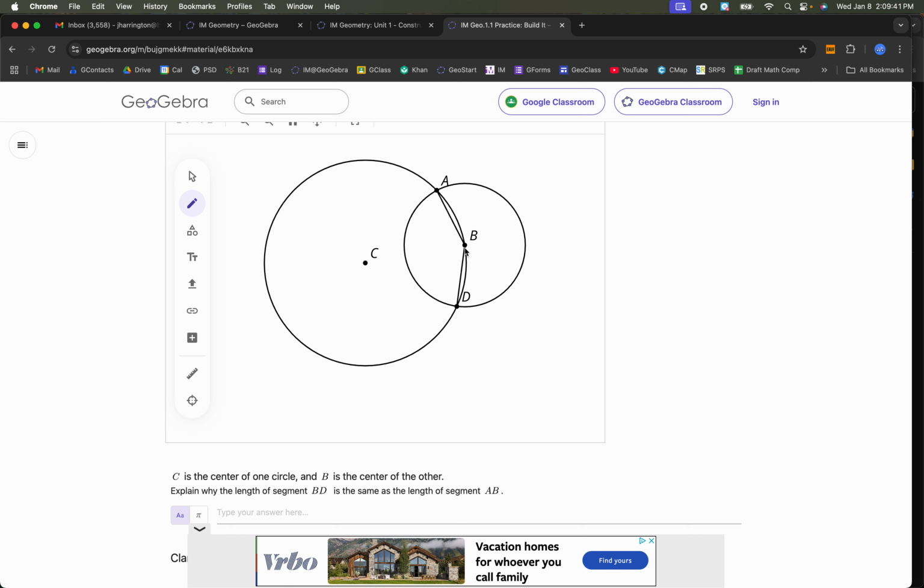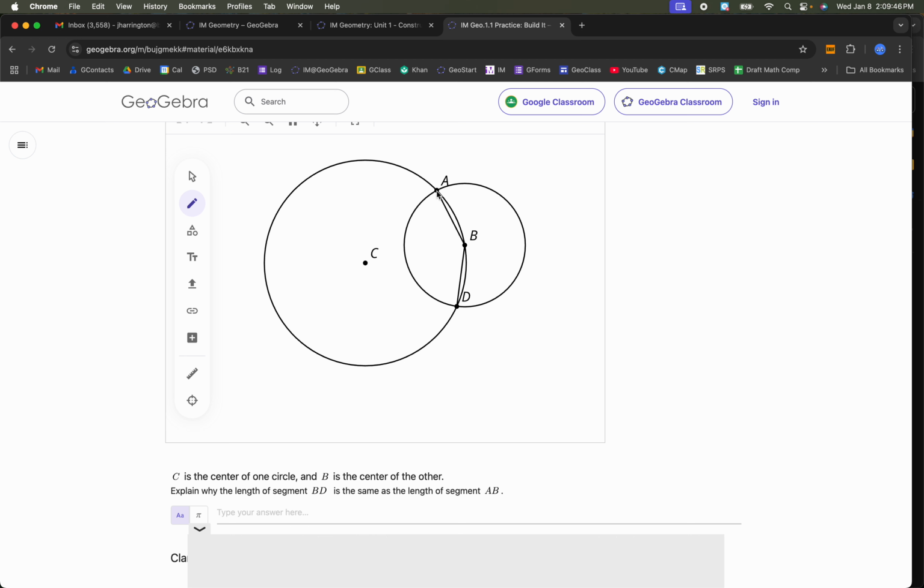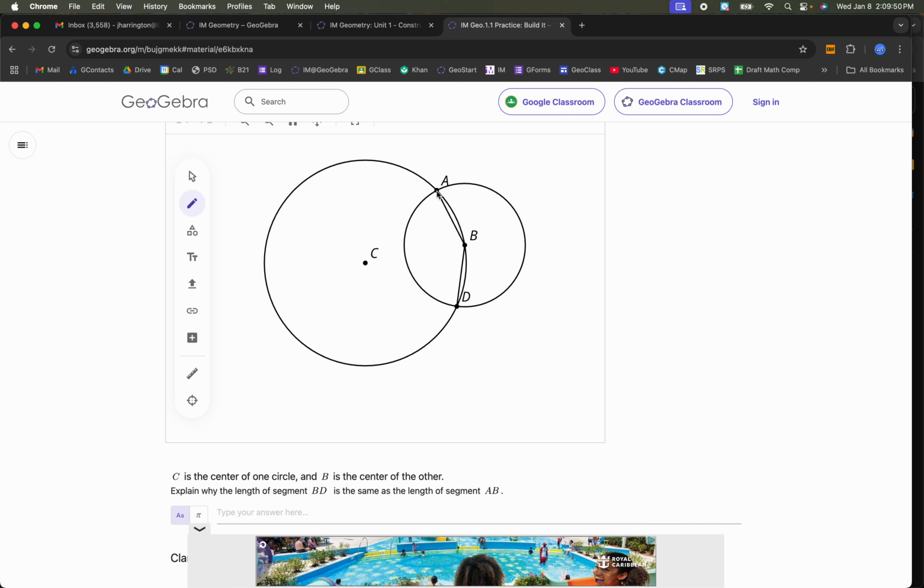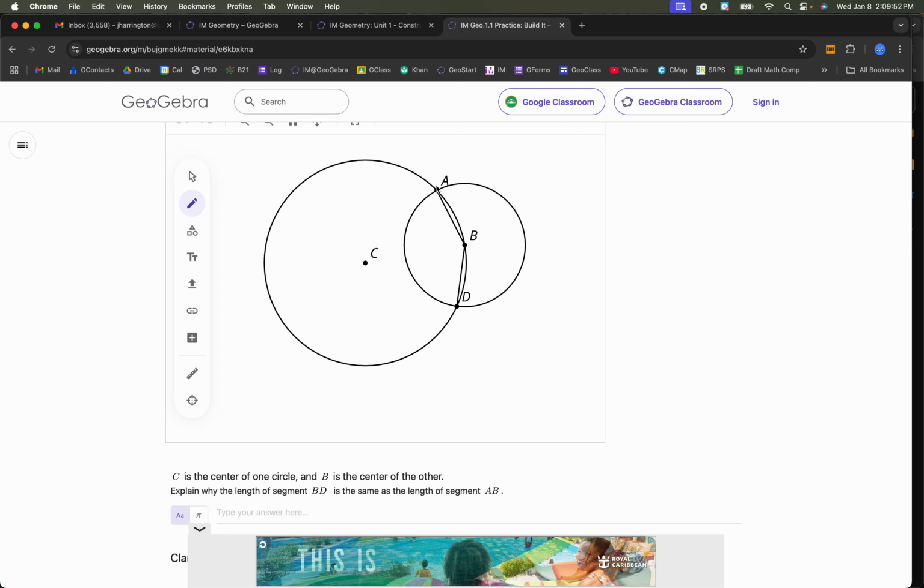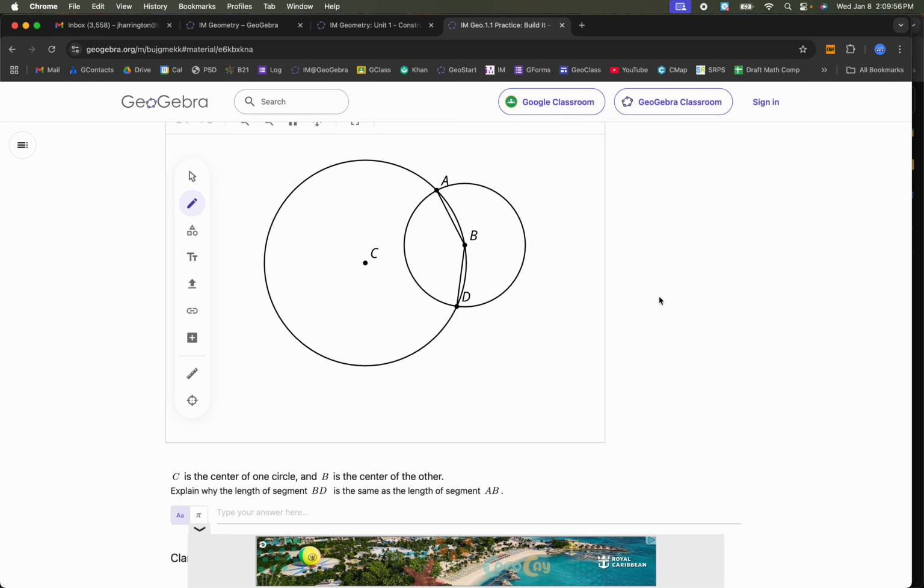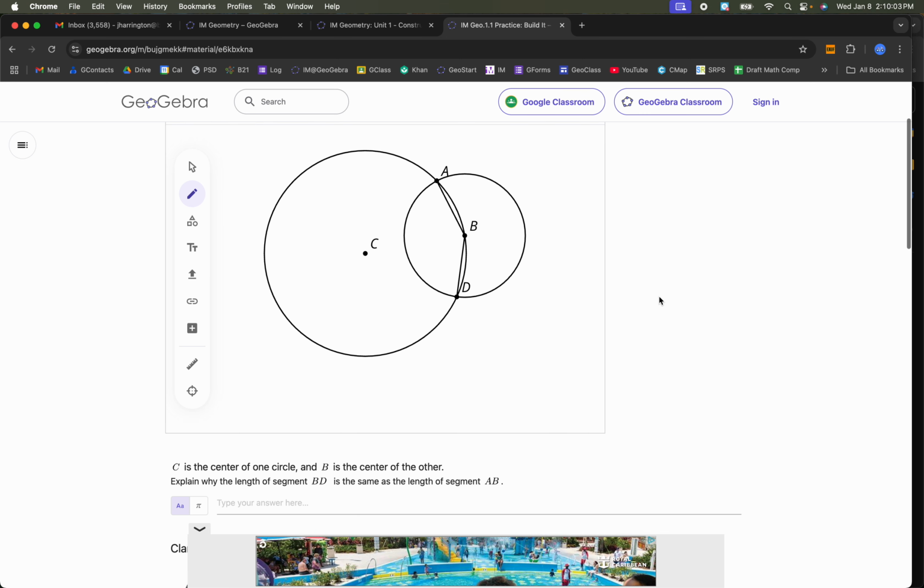So what's the big key takeaway from lesson 1? The big key takeaway from lesson 1 is always a focus on the radius. So if we look at these, what do you think? Can we identify any radii? Radiuses, plural of radius is radii. Pause the video to answer the question.